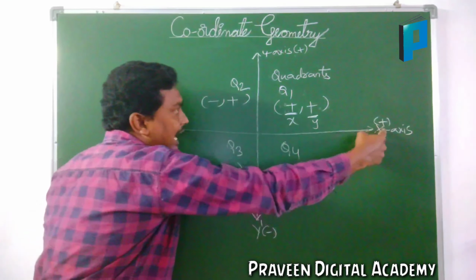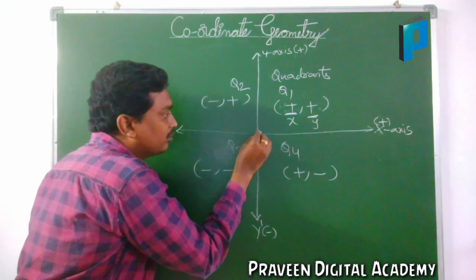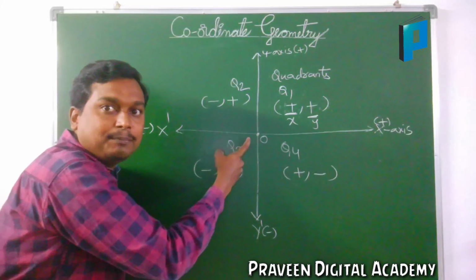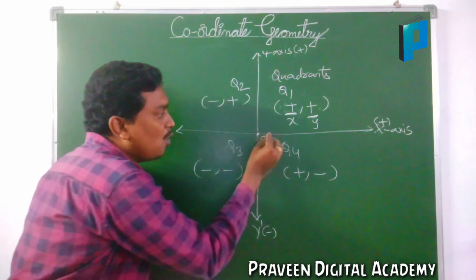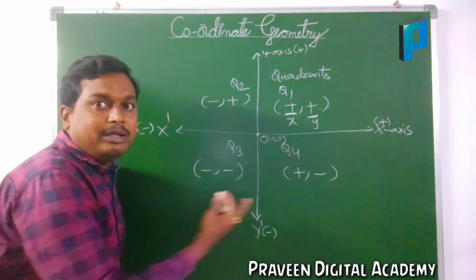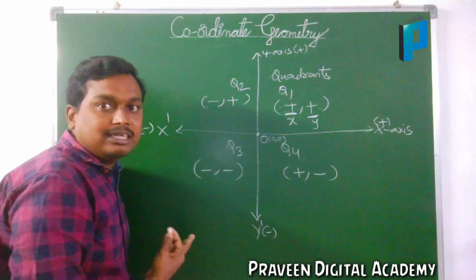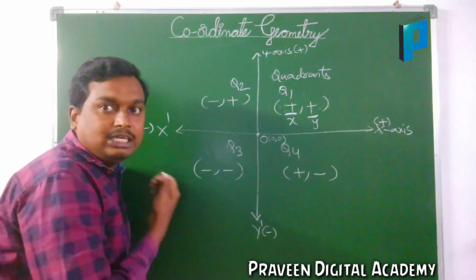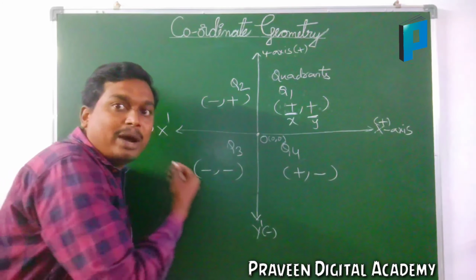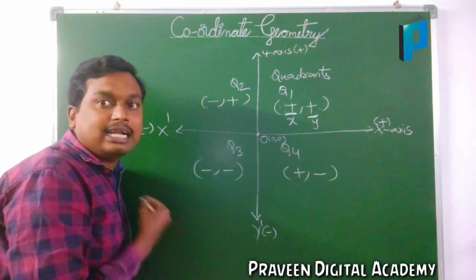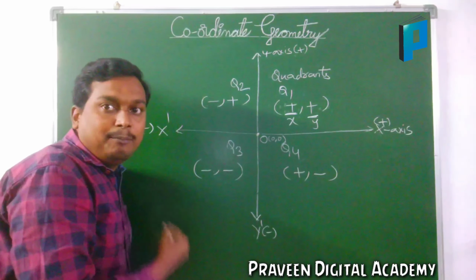And here, where the x-axis and y-axis meet is called the origin, and it is represented by capital O, and the coordinates are 0, 0. In this way we can represent the quadrants of the coordinate system. And by the coordinate system we can locate the exact position of a place.